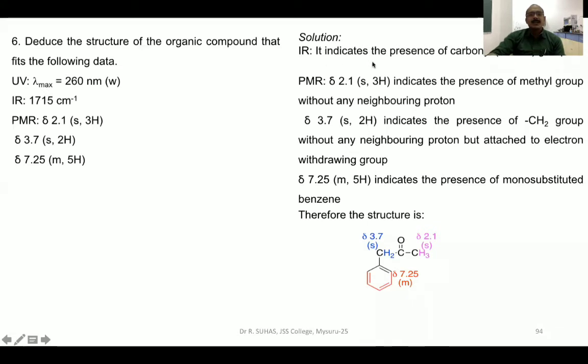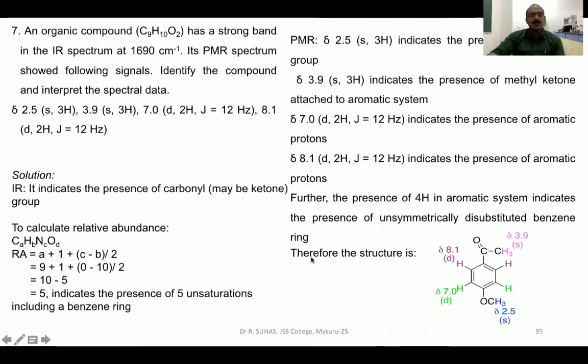So IR, it indicates the presence of carbonyl or ketone group. 2.1 singlet 3H, it should be definitely a methyl ketone. And 3.7 2H, it indicates that CH2 is attached to CO, and CH2 and CH3 are separated by CO because it is singlet. 7.25 is the monosubstituted benzene ring. So write first monosubstituted benzene ring, then CH2 here, CH3 here. In the middle, you have to put a carbonyl group, C double bond O.